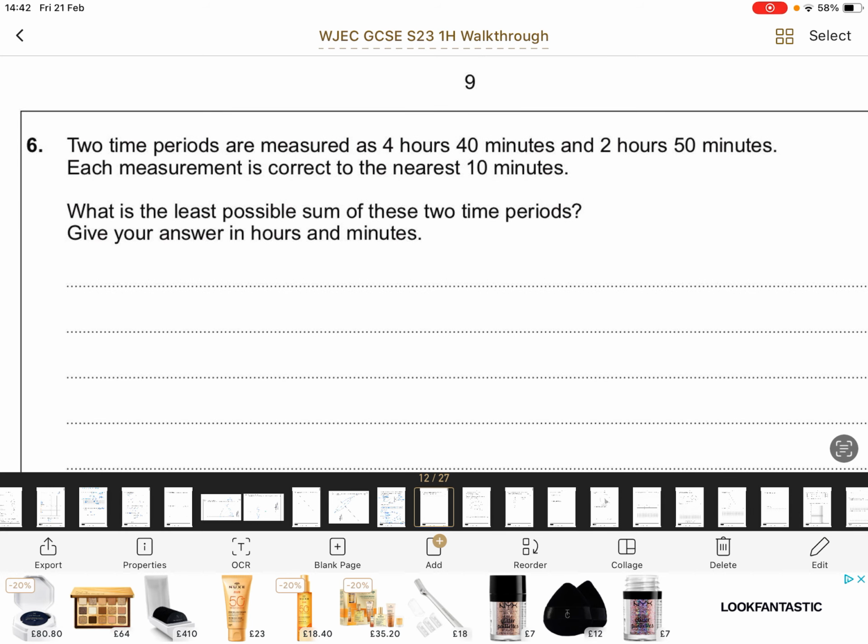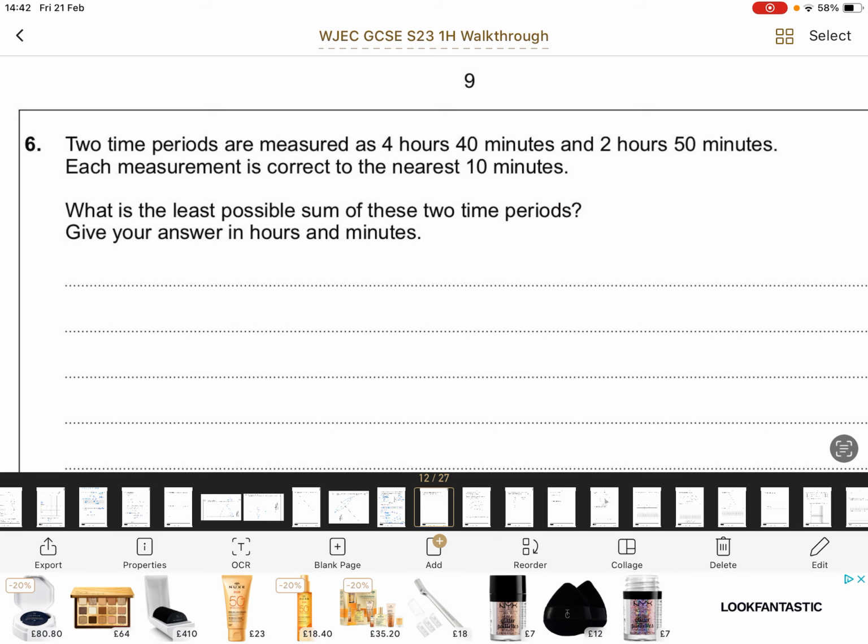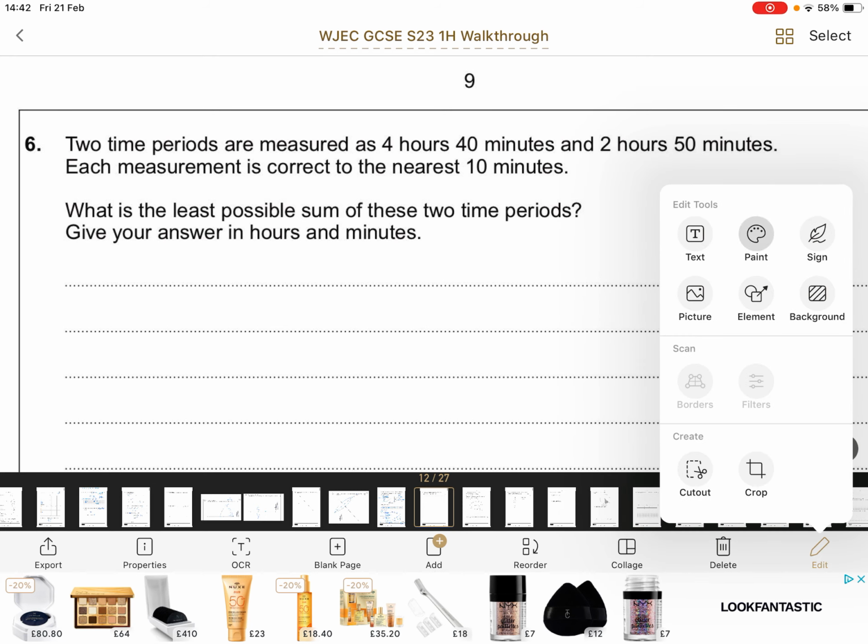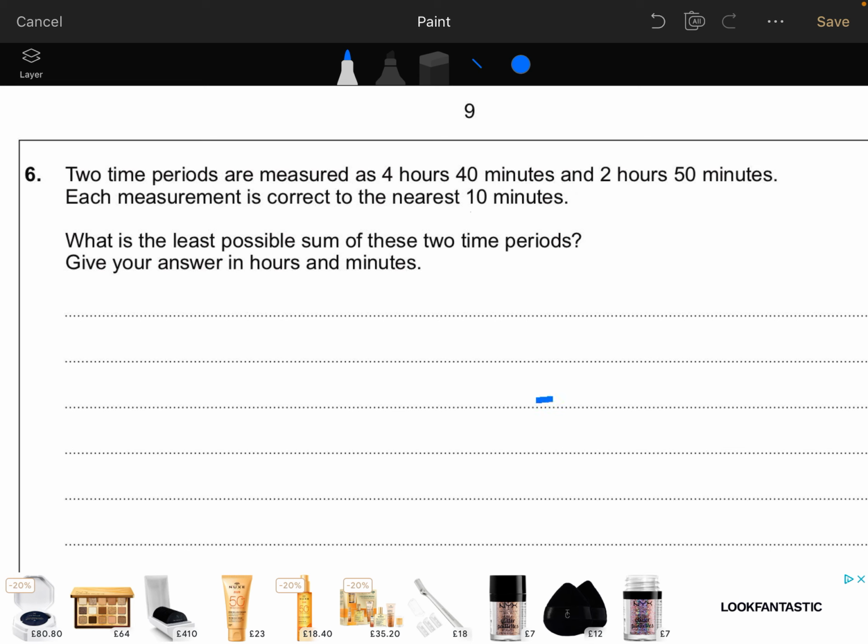Well, I want the lowest amount for each of those 2 time periods. So the lowest amount for 4 hours and 40 minutes would be, if I take the 10 minutes and halve it and come down 5 minutes, 4 hours and 35 minutes, which would round up to 4 hours 40 minutes. And 2 hours 45 minutes would round up to 2 hours 50 minutes. Any lower than that and it would round down. Okay, correct to the nearest 10 minutes, that's correct. What is the least possible sum? I need to add those 2 together.